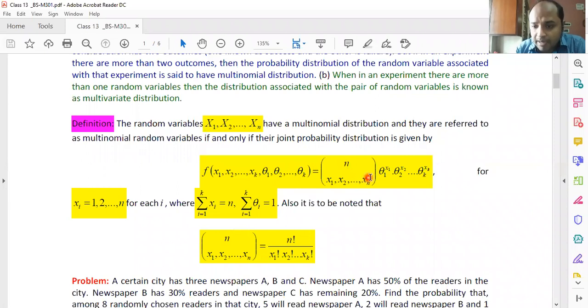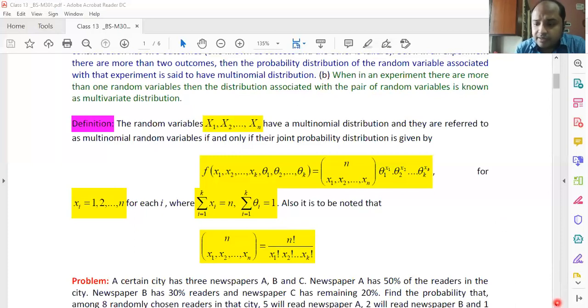This is multiplied by each probability raised to the power: theta 1 raised to the power x1, theta 2 raised to the power x2, theta k raised to the power xk. Remember, theta 1, theta 2, theta k are the probabilities. X1, x2, xk are not probabilities. These are the values of the individual random variables. So if the probability distribution is like this, then we call it a multinomial distribution.